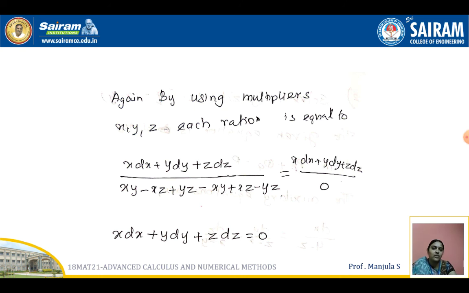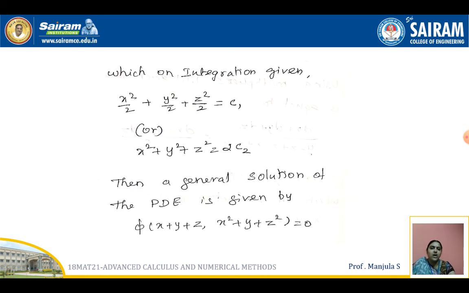So the denominator term will become xy minus xz plus yz minus xy plus xz minus yz. I think all denominator terms will get cancelled, that will become 0. So now we have to integrate only the numerator term, that is x into dx plus y into dy plus z into dz equals 0. On integration, we can write that equation as x square by 2 plus y square by 2 plus z square by 2 equals C1. We can write this in a standard form, that is x square plus y square plus z square equals 2C2, or else you can write that as C2 itself. So now we got one more solution.